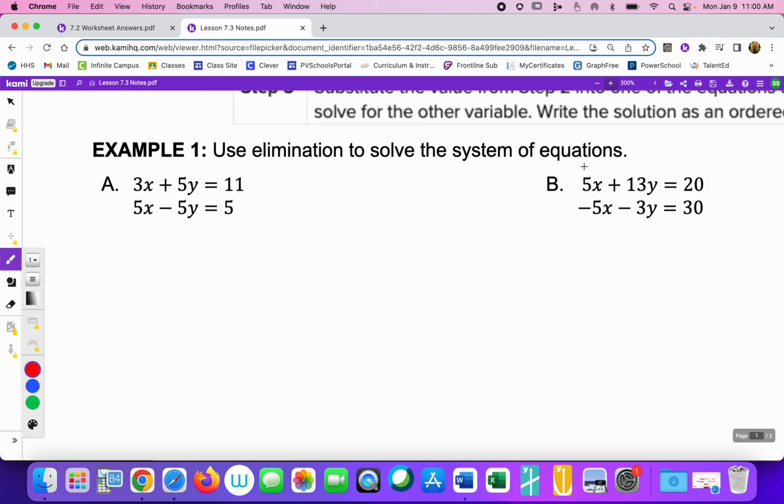Since this is already set up, a positive 5y and a negative 5y, if we add together now, those will be eliminated. So 3x plus 5x would be what? 8x. 5 plus negative 5? 0, meaning eliminated. Hence, elimination. Equals 16. So x equals 2. We'll divide both sides by 8.